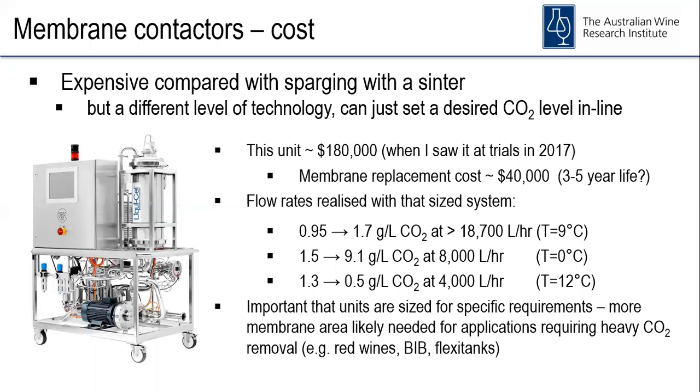I think it's important that units are sized for your requirements. From these observations, I tend to say that you're probably going to need more membrane area when you're requiring heavy carbon dioxide removal. Typical applications where you might need to do that are red wines, bag and box, and flexi tanks. But you can use the same control system and so on. You just might need multiple membrane modules.